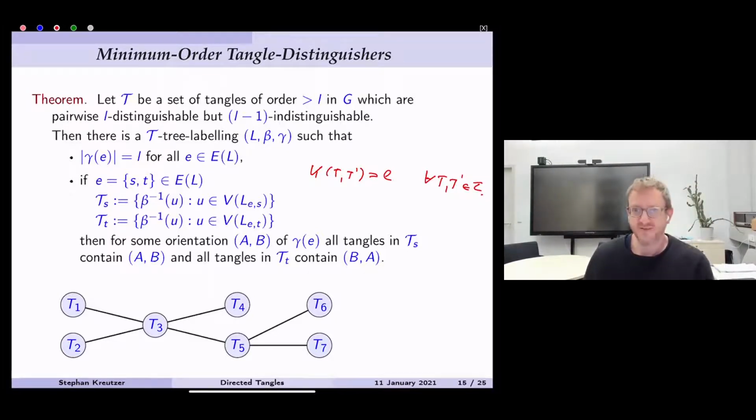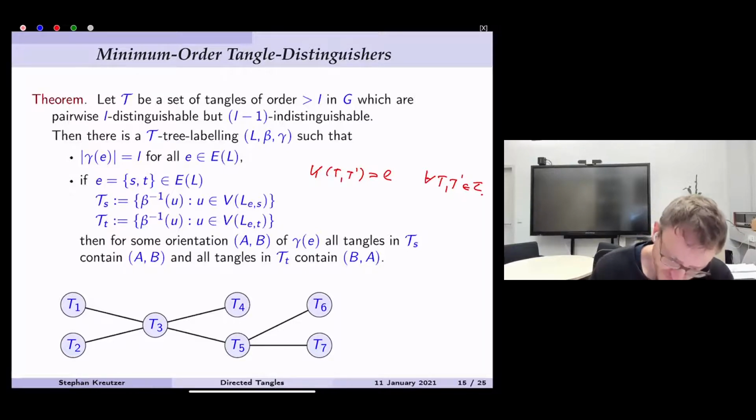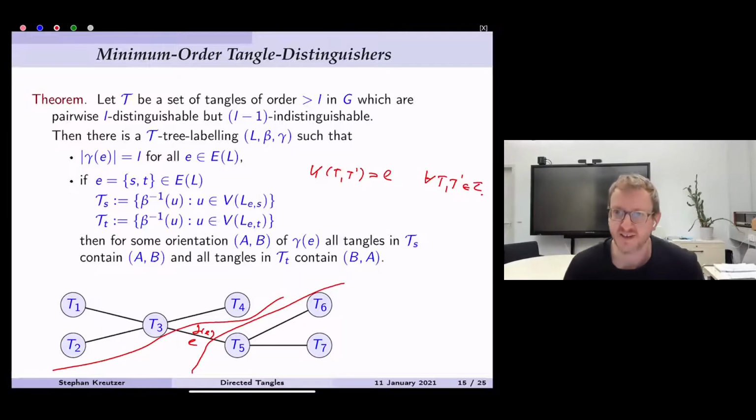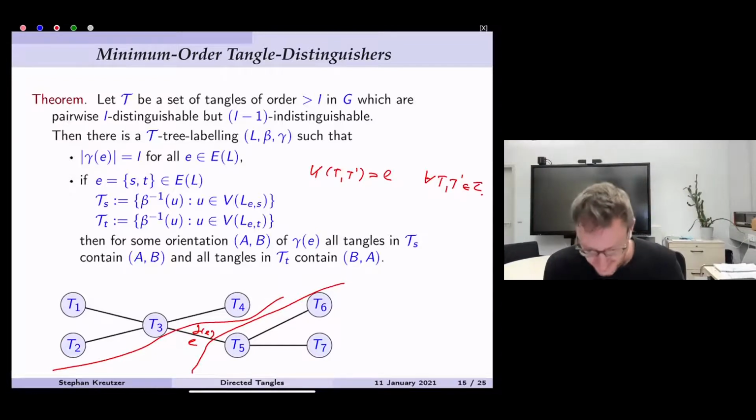And in this case, we actually get exactly the same properties as in the undirected case. Yeah, we get a tree labeling with the properties I discussed on the previous slide. But in addition, every separation labeling an edge has order L. And here we get this property that if you take any edge, let's say this one, then it's labeled by a separation gamma of E. And this one would distinguish every tangle on the left-hand side from every tangle on the right-hand side. Yeah. So this is exactly the property you would guess in the special case for undirected graphs as well.